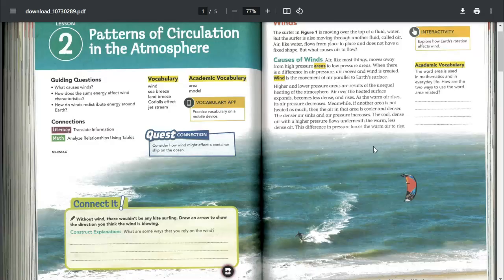Air over the heated surface expands, becomes less dense, and rises. As the warm air rises, its air pressure decreases. Meanwhile, if another area is not heated as much, then the air in that area is cooler and denser. The denser air sinks and air pressure increases. The cool, dense air with a higher pressure flows underneath the warm, less dense air. The difference in pressure forces the warm air to rise.